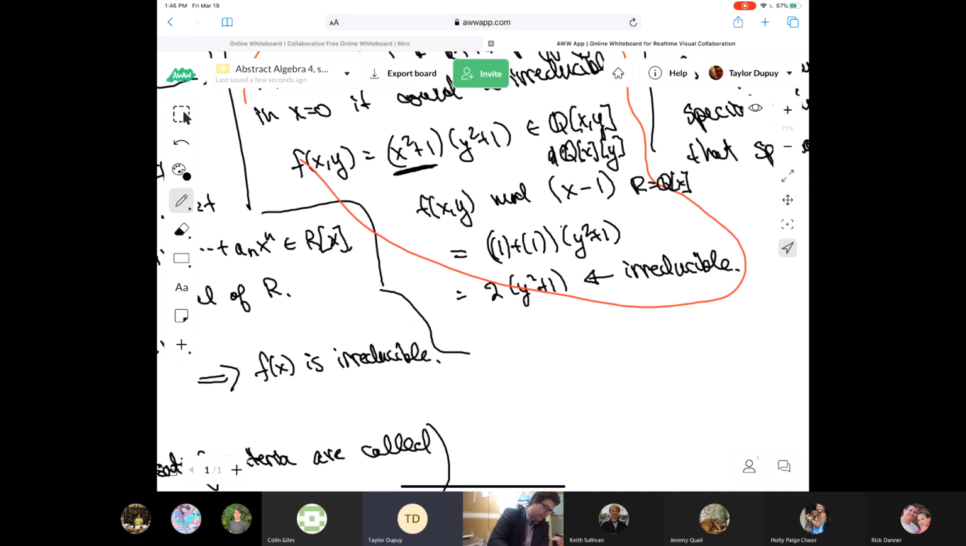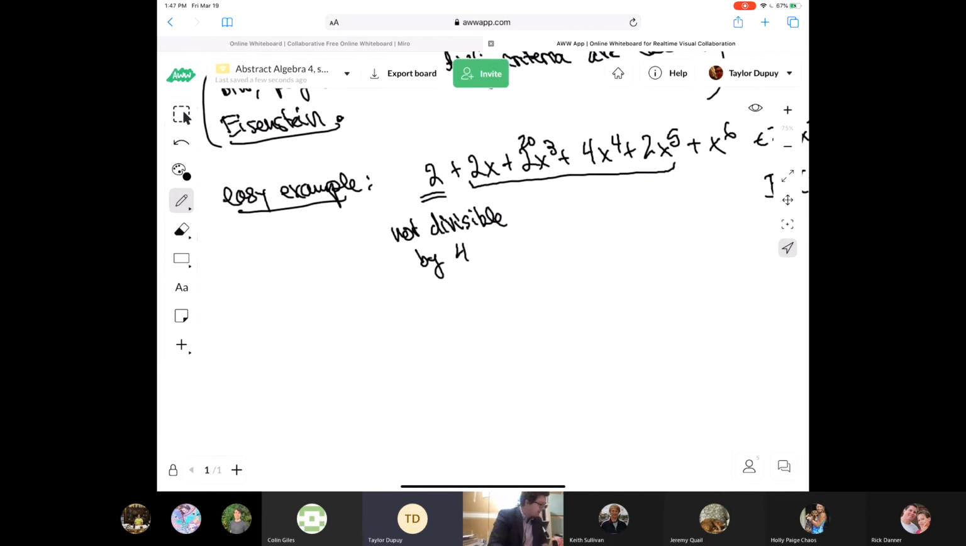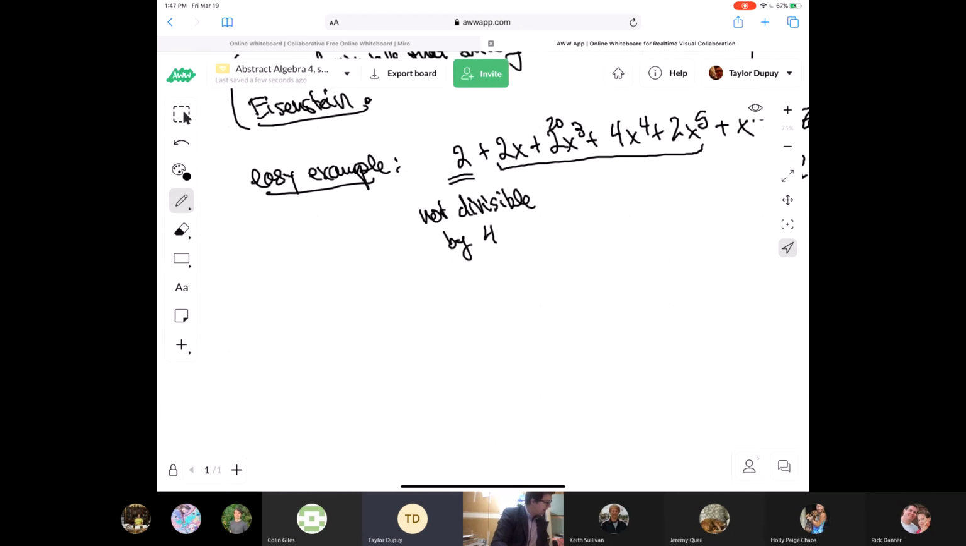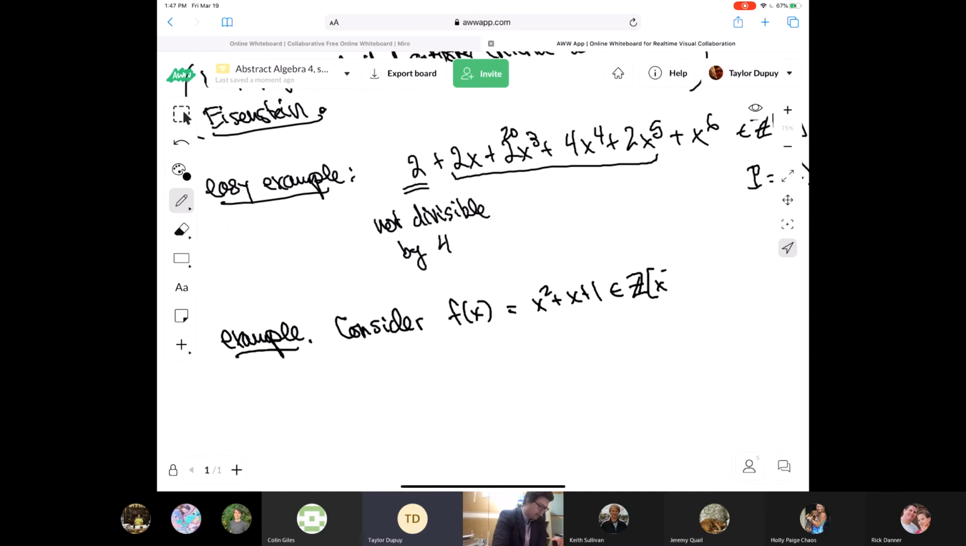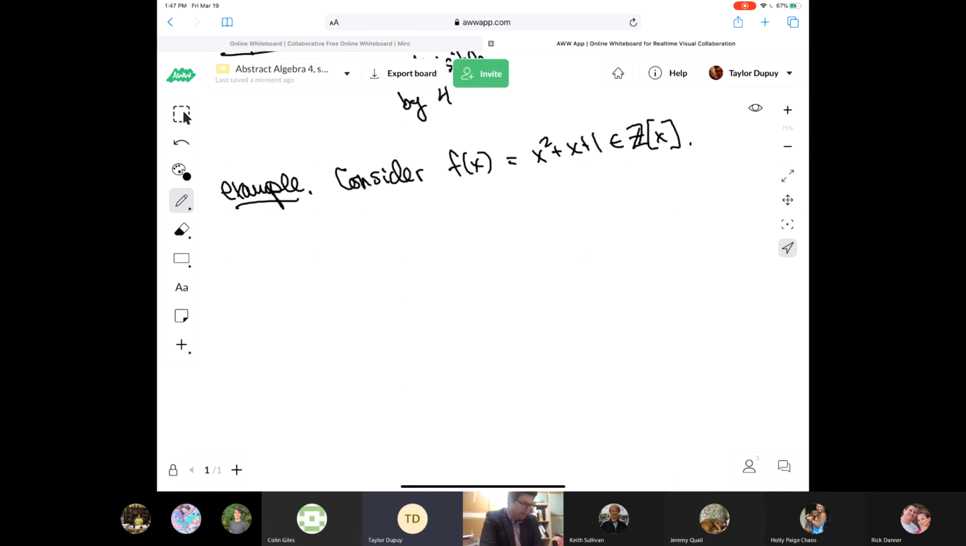Okay, let's go back to this Eisenstein business. Let me do another example of something that you need to do sometimes. So, let's do another example with Eisenstein. For g of x, y, consider the same polynomial, x squared plus x plus 1 in Z of x. Is there a way that we can modify this polynomial so that Eisenstein is applicable?